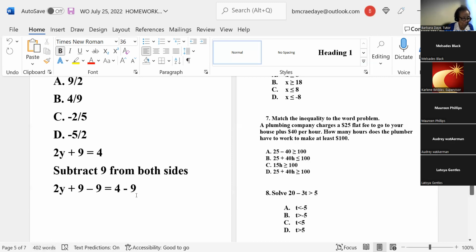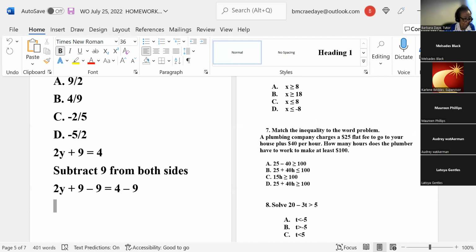Now, Mercedes, what's on the left side now? Tell me what to write. On the left side, 2y plus 9. Okay, go ahead. 2y, and a plus 9 minus 9 is just a 0, right? So what would the right side be? 4 minus 9 equals what? Mercedes, what is 4 minus 9? Minus 5. Very good. You remember the signs. Wonderful.